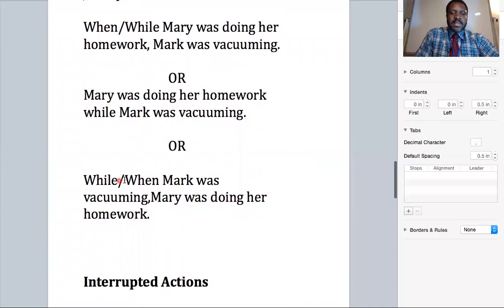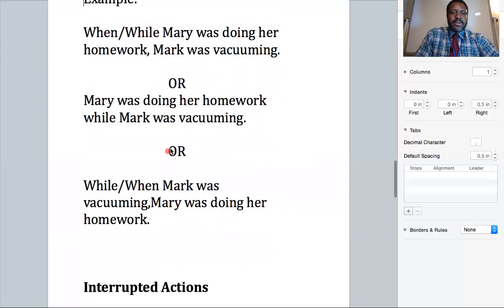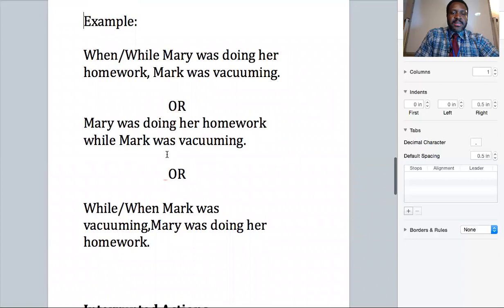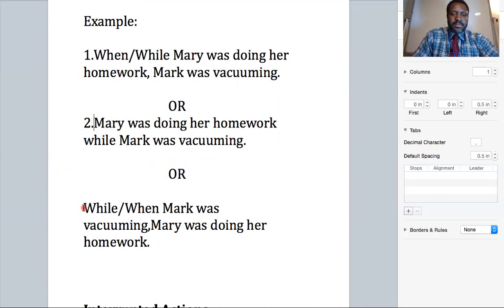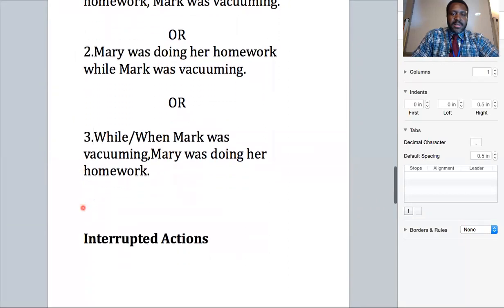We can also say this sentence this way: while or when Mark was vacuuming, Mary was doing her homework. These three sentences, 1, 2, 3, are the same in meaning.